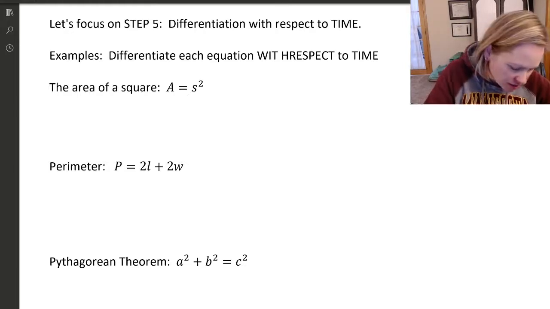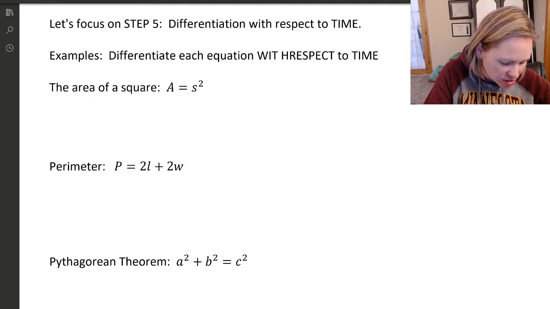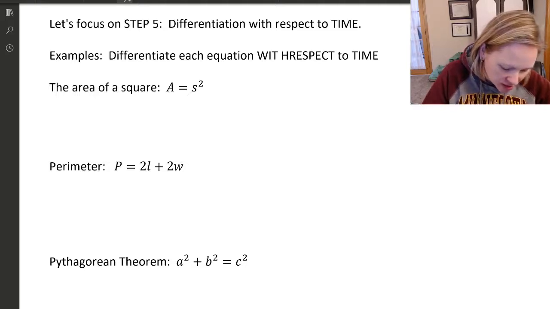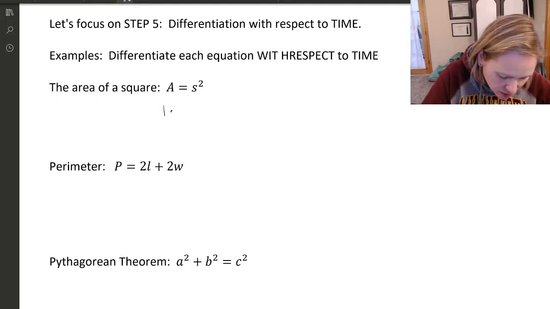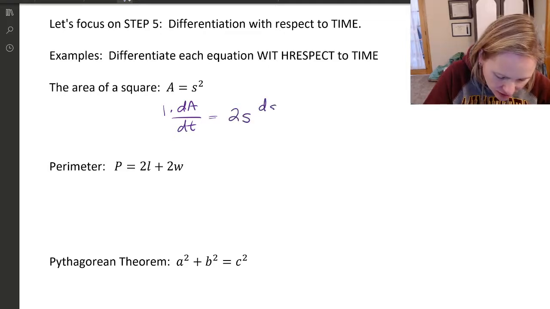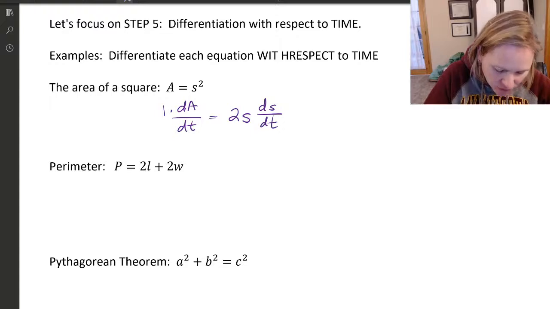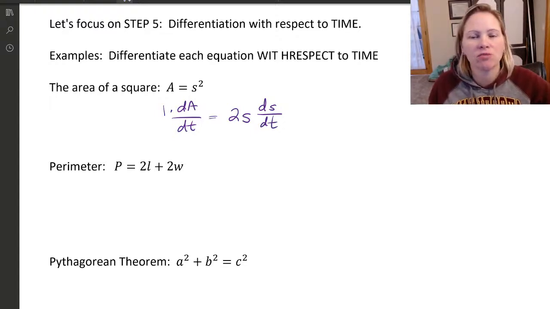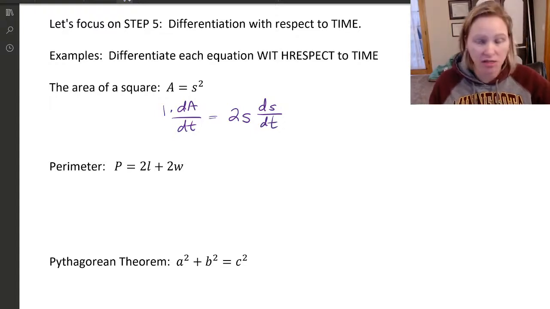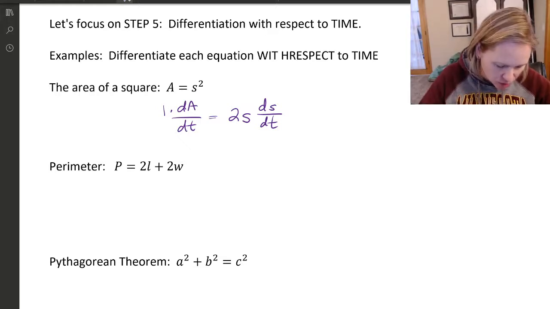If we take the area of a square and we try to differentiate this with respect to time, the derivative of A is just 1, but we're going to throw dA/dt in there. The derivative of s squared is 2s, but we're going to throw in a ds/dt. So we've just differentiated with respect to t. So that's it. Let's try this other one, perimeter.